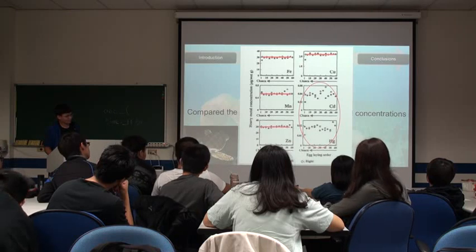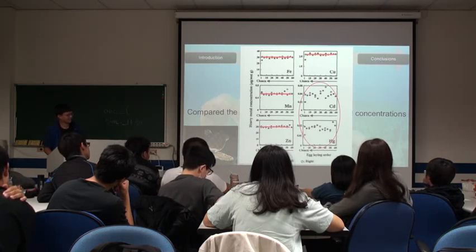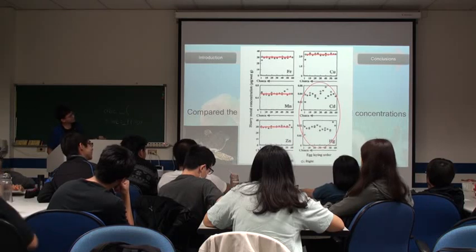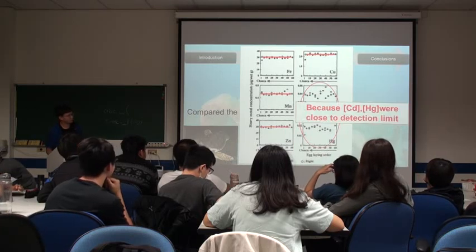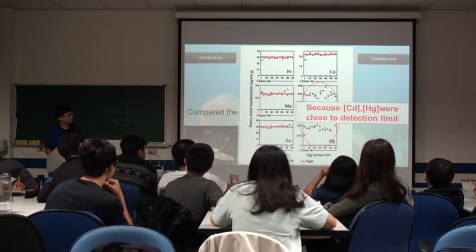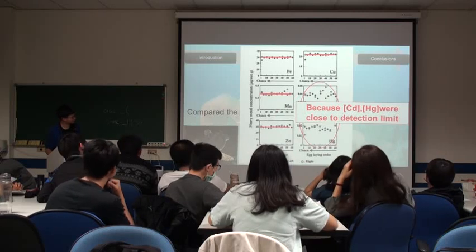but why did cadmium and Hg vary obviously? Because the concentrations of cadmium and mercury were close to detection limits, so their errors were larger than others.